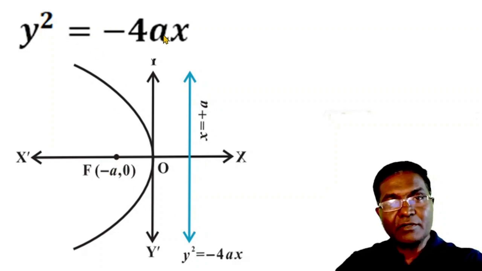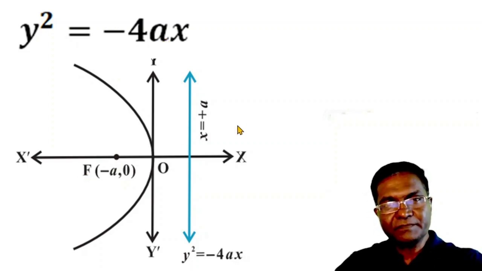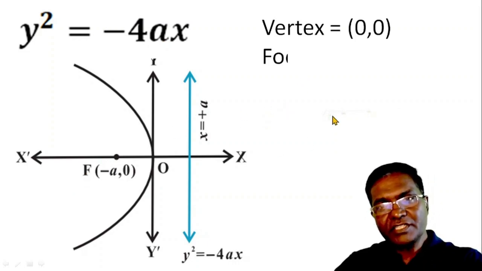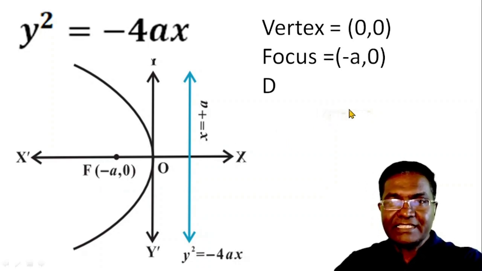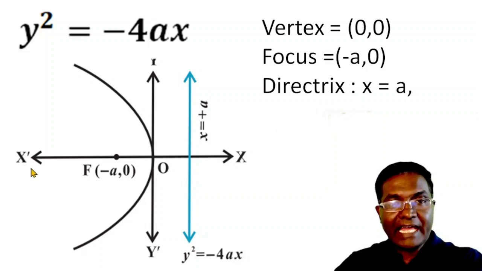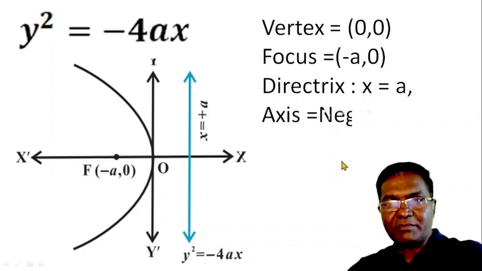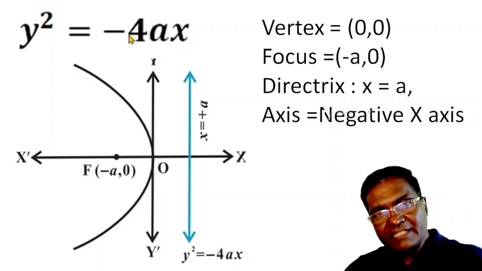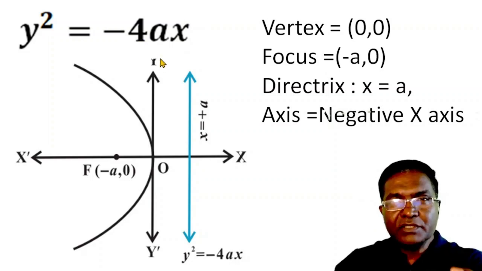Remember, y square equals minus 4ax. If it is y square equals 4ax, it just reverses. So the vertex is as usual the origin (0, 0), the focus is (minus a, 0), the directrix is the line x equals a, and the axis, very important, is the negative x-axis. So remember this: if the coefficient of x is negative, then its axis is the negative x-axis. If the coefficient of x is positive, its axis is the positive x-axis. Remember.